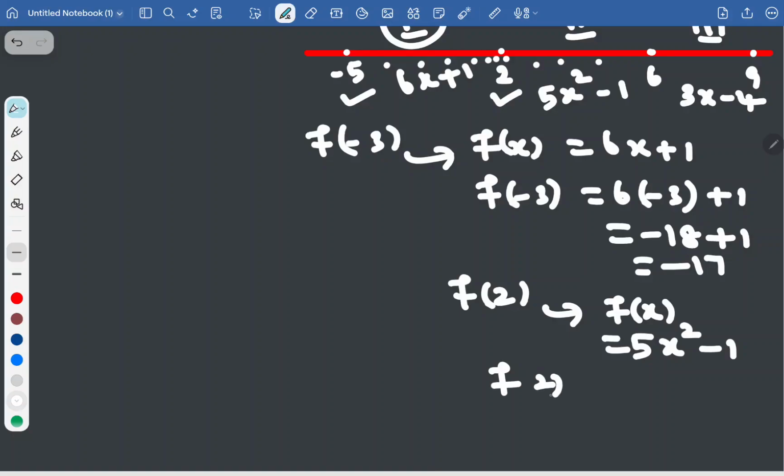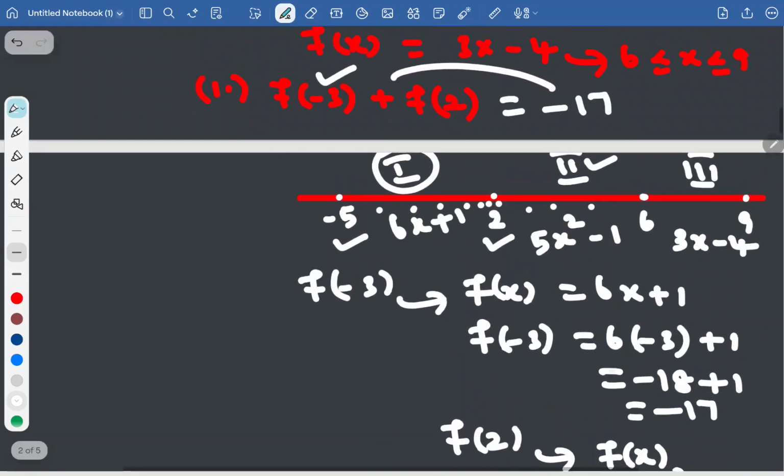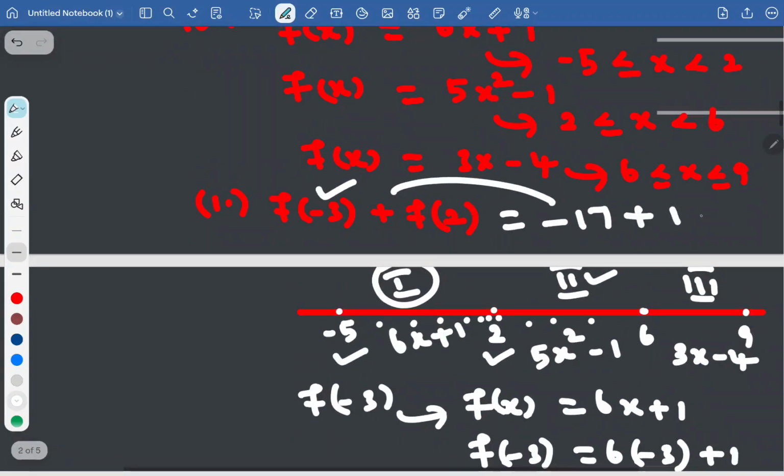Find f of 2: 5 into 2 square minus 1. 2 square is 4, 4 times 5 is 20, 20 minus 1 is 19. f of minus 3 is minus 17. f of 2 is plus 19. 19 minus 17 is 2. First subdivision over.